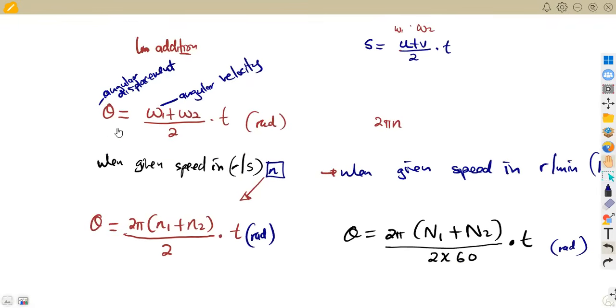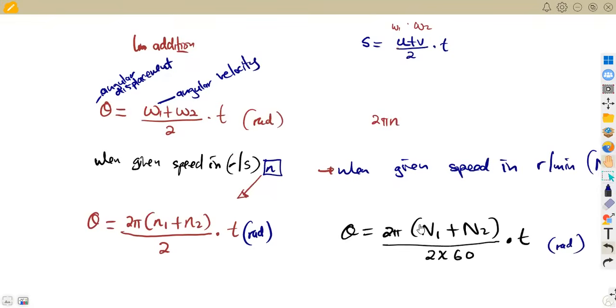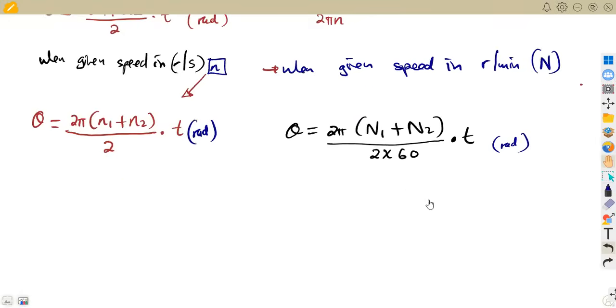If you know that displacement is average velocity times time, you can find your average velocity, which is angular velocity, using also the speed in revs per minute or revs per second. All right, so that is what we are going to have. Then lastly, I think now we've got a lot of formulas which are important.